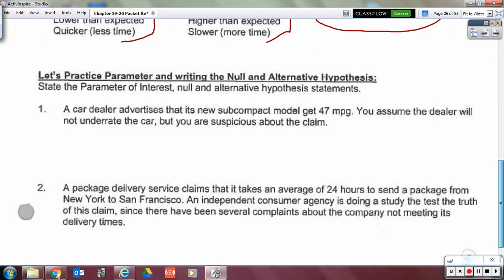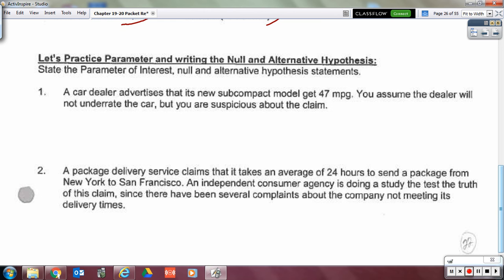Come on down here to the bottom. We're going to practice this parameter, null hypothesis, and alternative. So here we go. Number 1. A car dealer advertises that its new subcompact model car gets 47 miles per gallon. You assume the dealer would not underrate his car, so I'm assuming he's not going to tell me it's 47 when it's actually like 60 miles per gallon or something. But I'm suspicious about his claim. So, first of all, the first question you ask yourself, is this a mean or a proportion problem? How do you know it's a mean problem? Because it's not a percent in there.